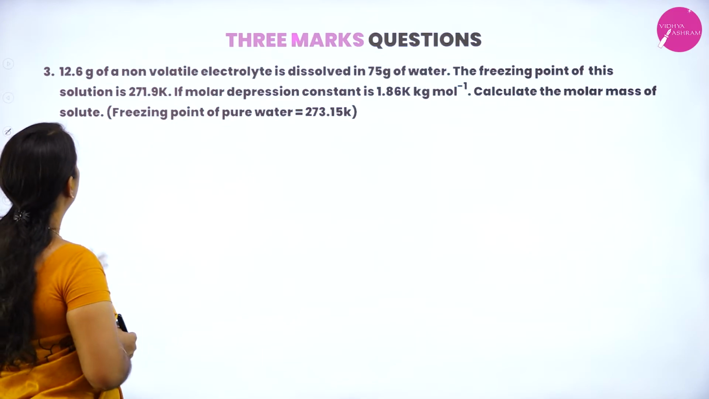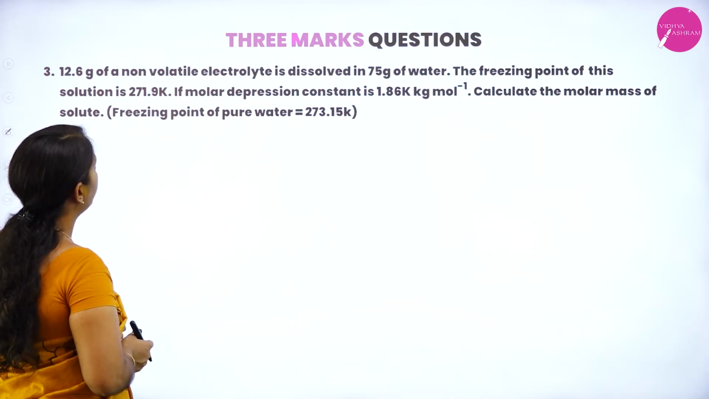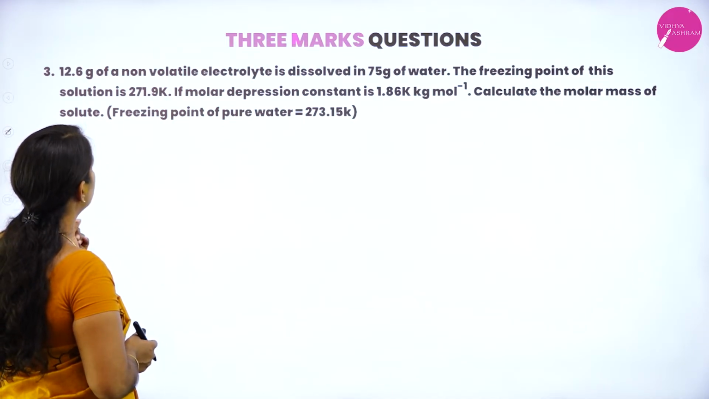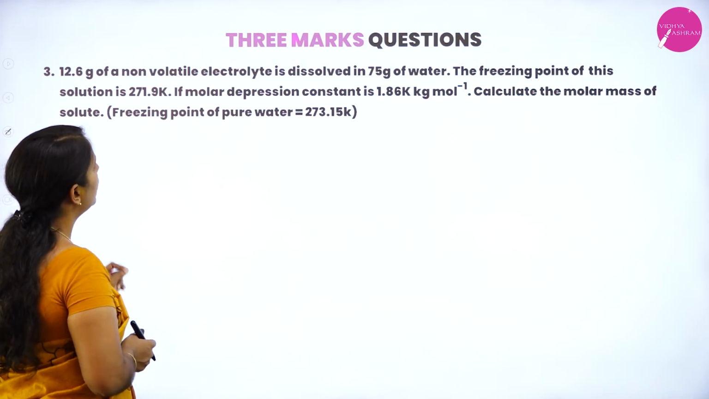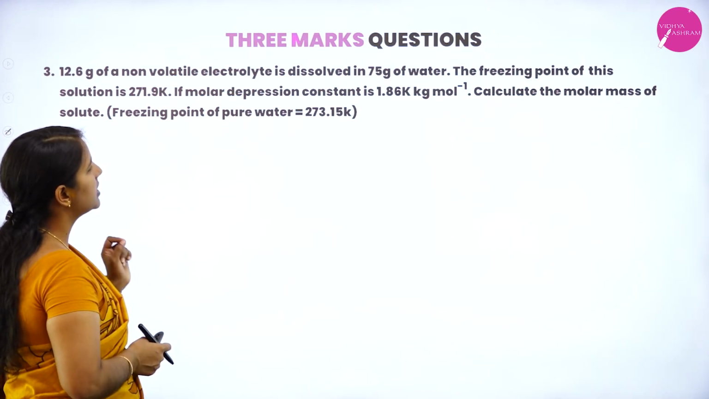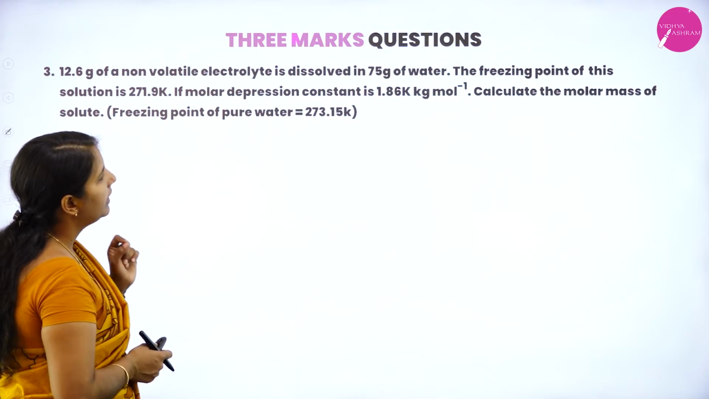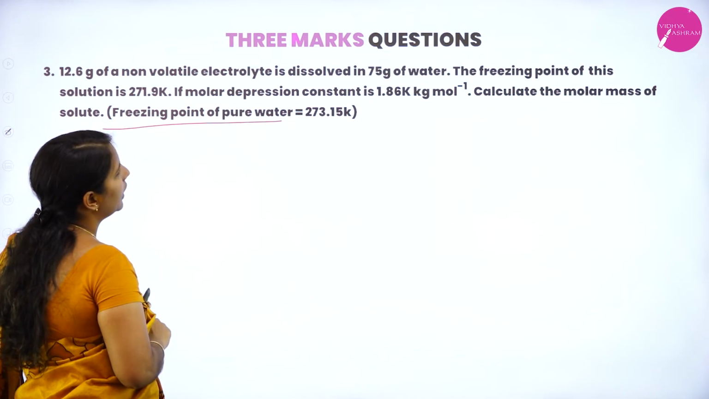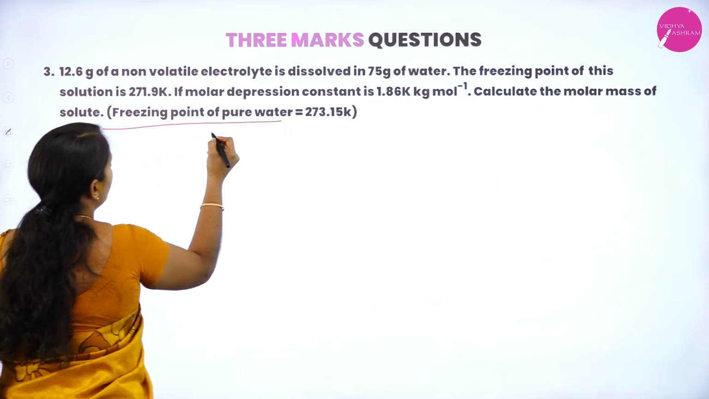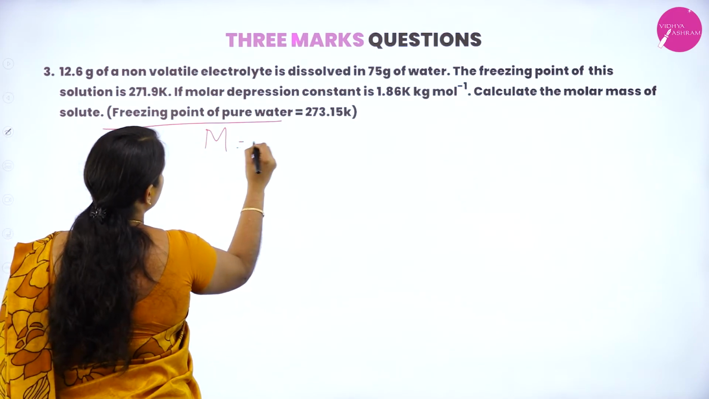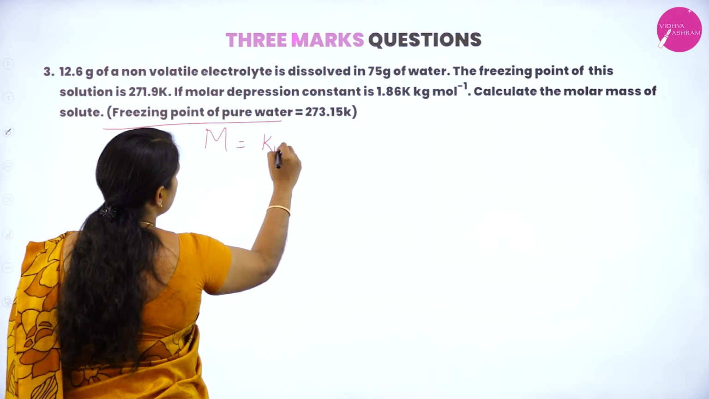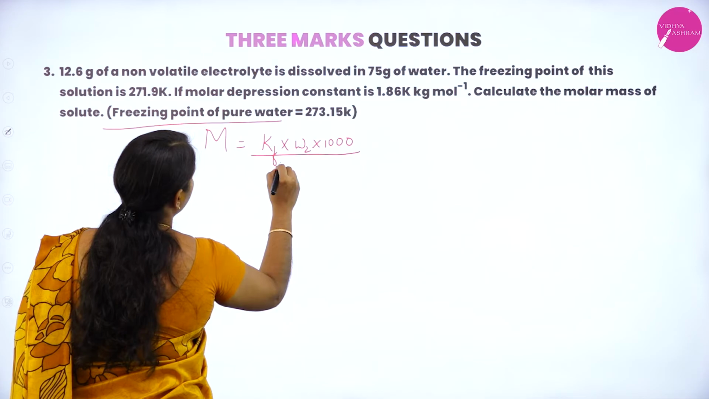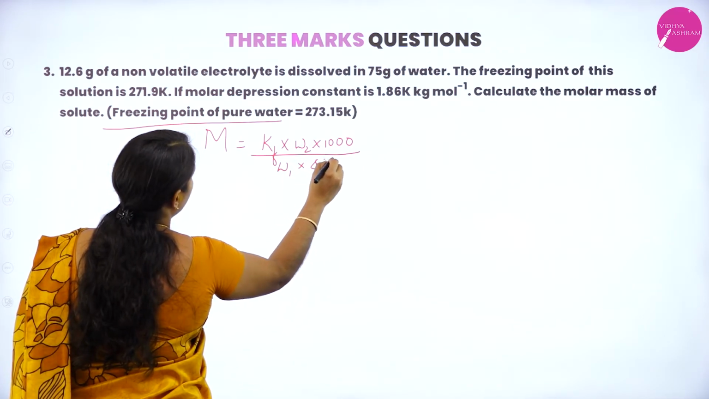Okay, next. 12.6 grams of non-volatile electrolyte is dissolved in 75 grams of water. Freezing point of the solution was 271.9 Kelvin. If the molar depression constant is 1.86 Kelvin kg per mole, calculate the molar mass of the solute. So the freezing point of the water is also given. Now I'll write the formula, that is molar mass of the solute is nothing but, since it is a freezing point, Kf into W2 into 1000 divided by W1 into delta Tf.